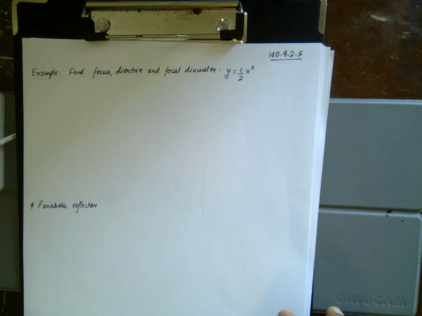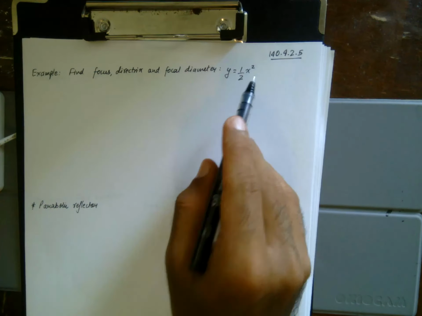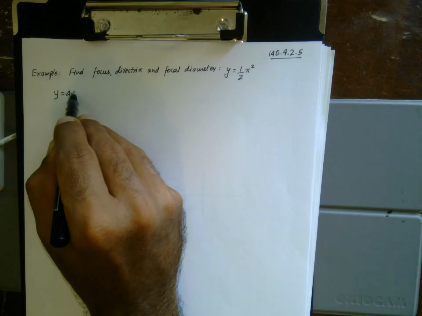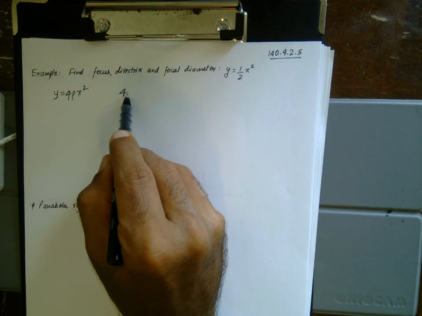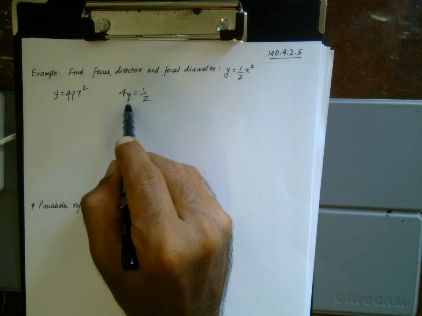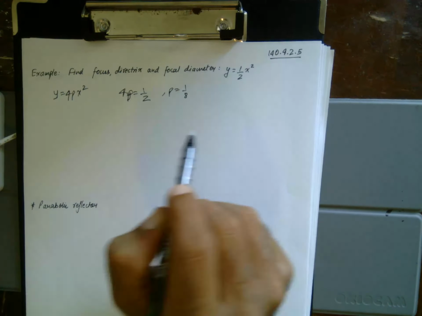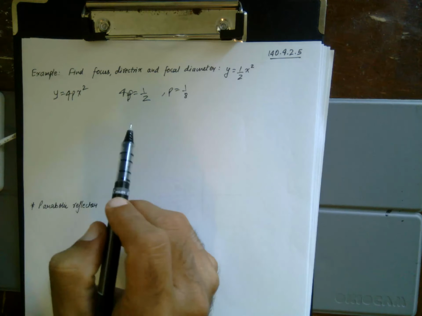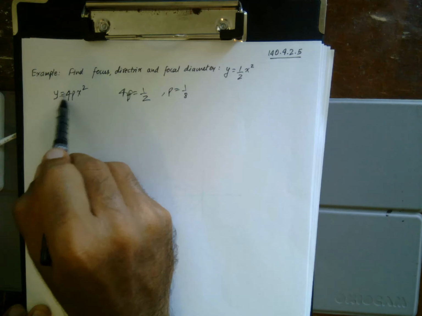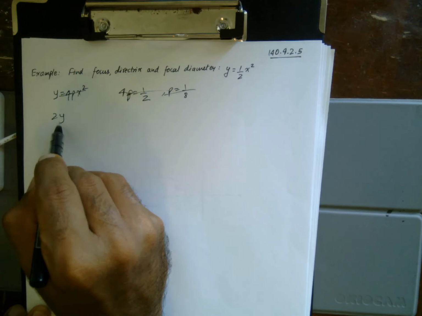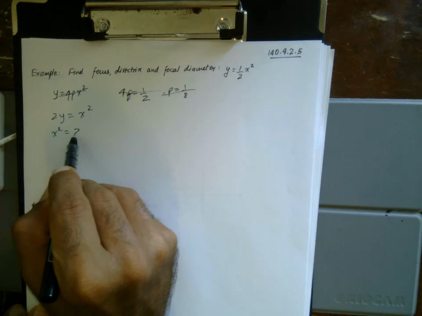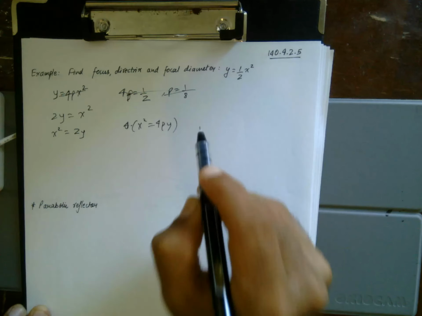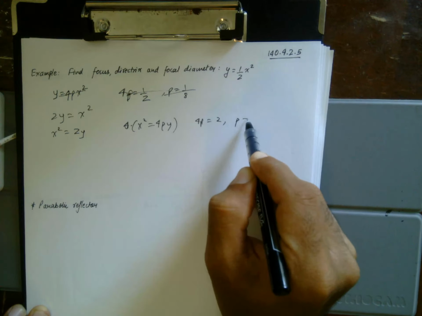Find the focus, directrix, and focal diameter of y equals half x squared. So compared to y equals 4px squared, I get 4p is 1/2, so p is 1/8. Now sorry, this is incorrect. This is 2y equals x squared. So comparing it to x squared equals 4py, I get 4p is 2 and I get p is 1/2.